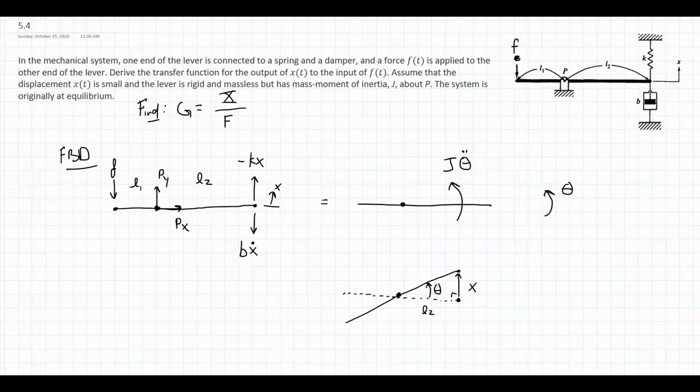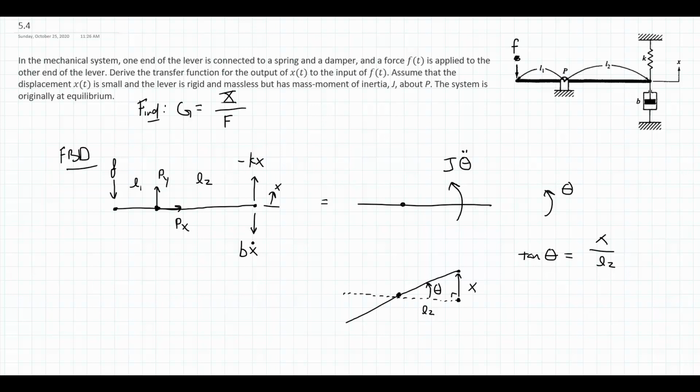Now, using this right triangle, I can relate the angle theta to x, because the tangent of theta is going to be opposite over adjacent, so x over L2. This right triangle is coming from the small angle approximation, which says that these points will move only tangentially from their initial position. For large angles, we really do have to compensate for the arc that they're going to be going through.